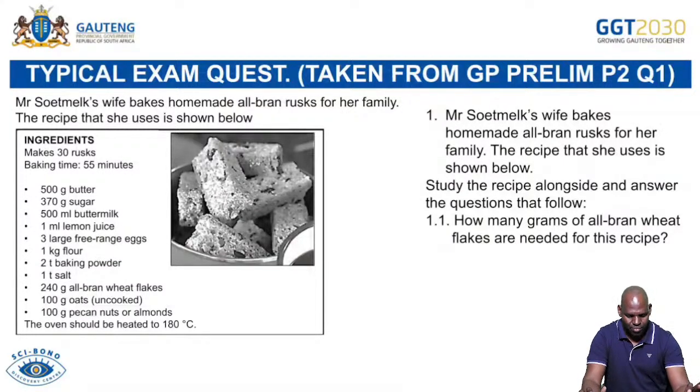Okay, now again, we must be in a position where we can answer any question if you are really ready for the final examination. If you still find yourself not being able to answer some questions, it means you are not 100% ready. So, a typical exam question, this one, you can see that it's very familiar. It's the question paper that you wrote during prelim. It's the Gauteng prelim paper, and this was question 1.